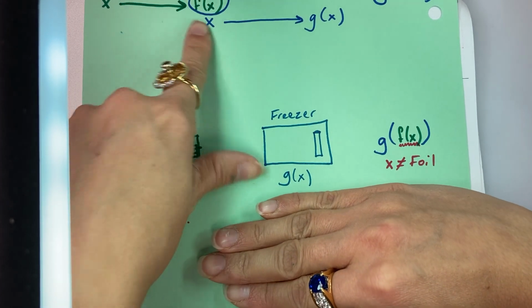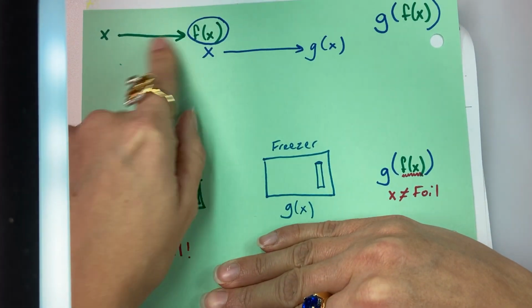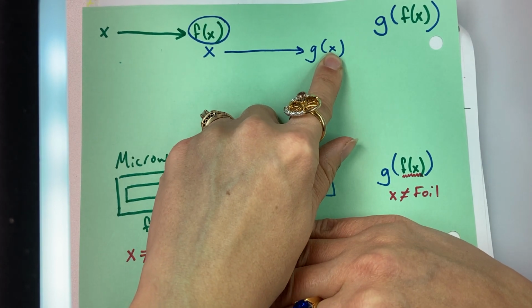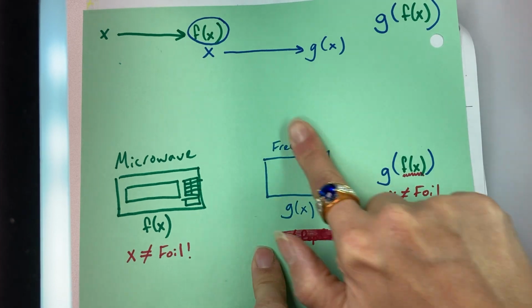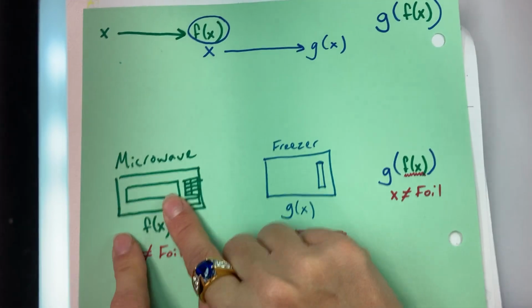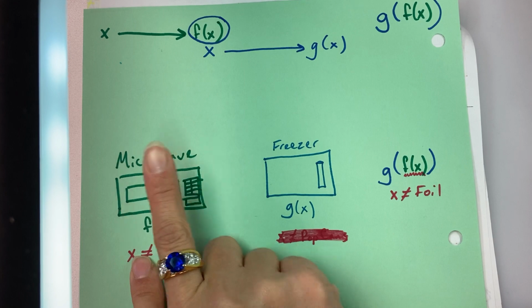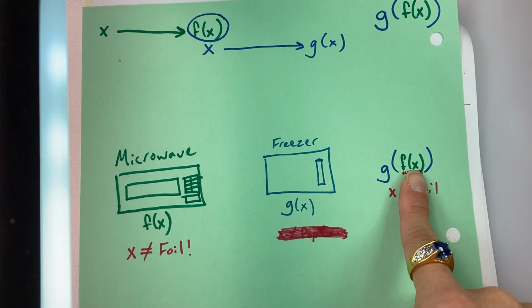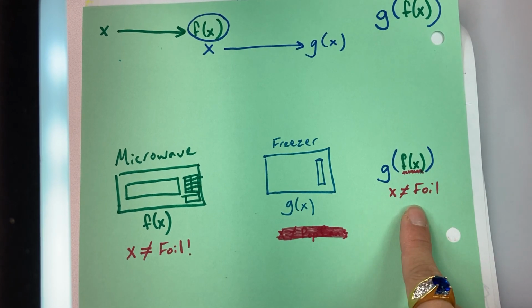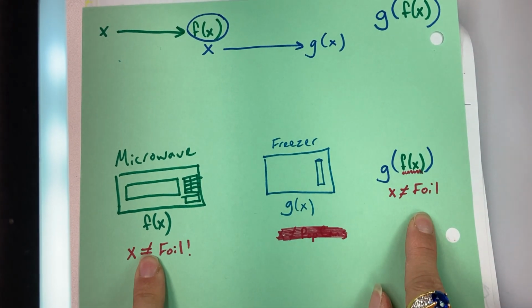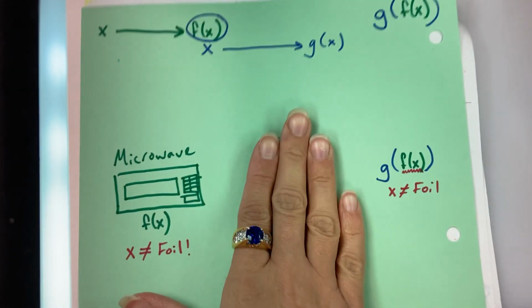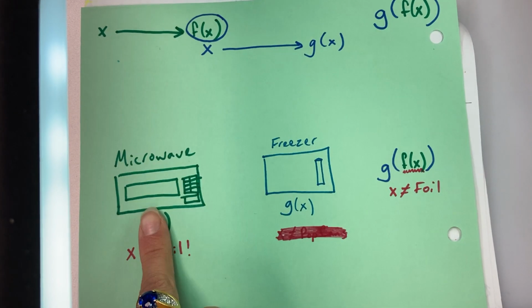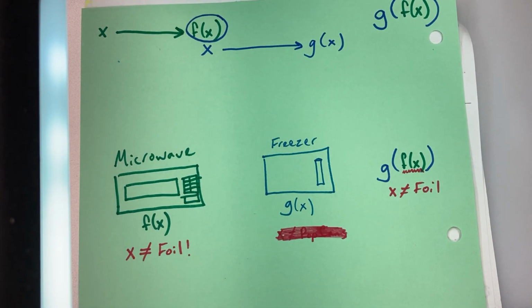Now if I streamline these two functions together, I put something in the microwave and then I take it out and put it in the freezer, what we're going to find is that even though I can put whatever I want in the freezer, because I'm microwaving it first, when I streamline my microwave and freezer functions together, that composite, g of f of x, also has the restriction that we can't put foil in there. So even though my freezer has no restrictions, because I'm putting stuff in the microwave first, I have to consider any restrictions that I have there.